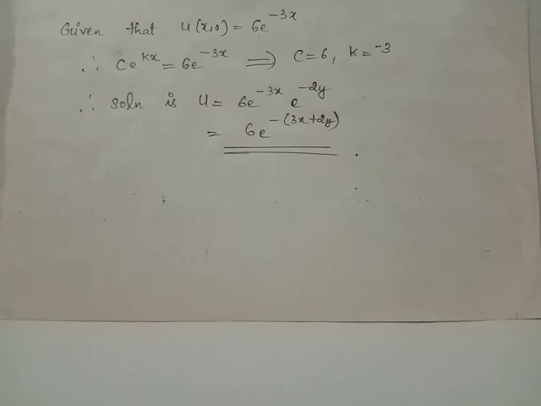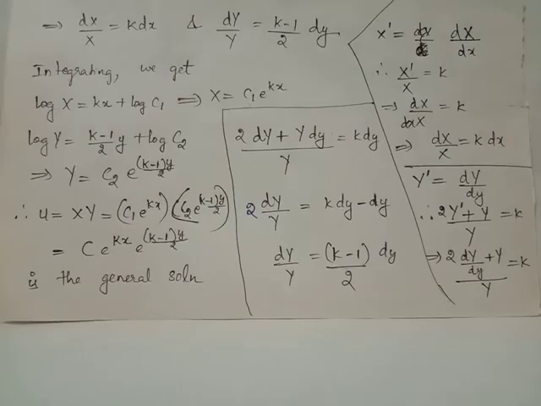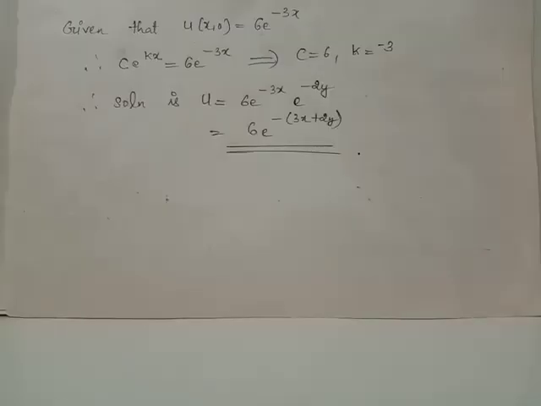Now we can rewrite the general solution giving the values C = 6 and k = −3. In this expression of the general solution, we rewrite C = 6 and k = −3. And thus we get the solution as u = 6e^(−3x) · e^(−2y), which can be written as 6e^(−3x−2y), and this is the required solution for the partial differential equation.